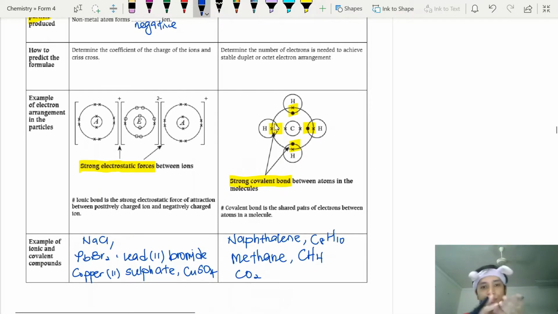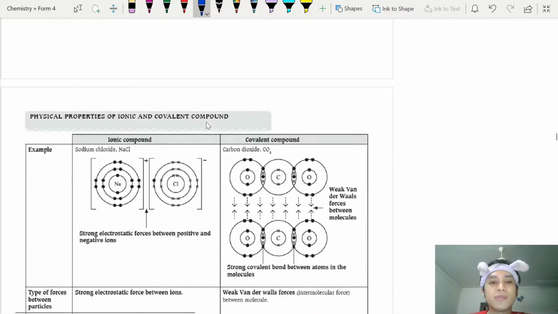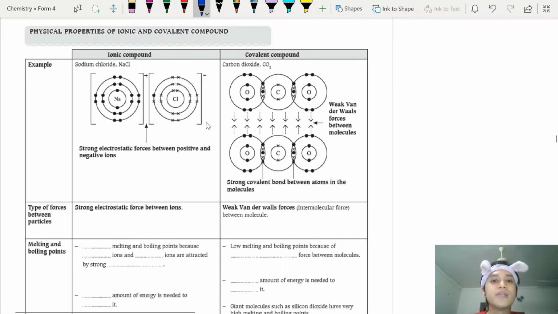So you need to be able to identify the types of bonding. Normally your job is to identify what kind of bond. In the exam they will give you all the unknown symbols and certain characteristics, and from there you need to be able to deduce whether it's an ionic bond or a covalent bond. And of course they will ask you the standard questions: draw the electron arrangement, write the chemical formula, and so on and so forth. So those are the differences between your ionic bond and your covalent bond.